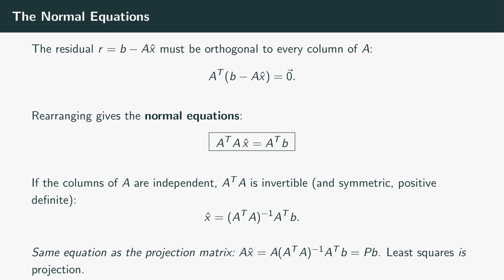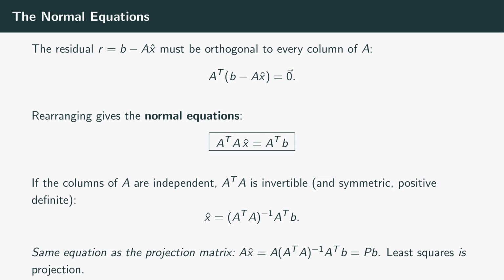Now let's turn that perpendicularity into algebra. We need the residual to be perpendicular to every column of A. Stack all those conditions into one statement, A transpose times the residual equals the 0 vector. Write the residual as b - Ax hat, multiply through and rearrange. Out come the normal equations. A transpose A times x hat equals A transpose b.